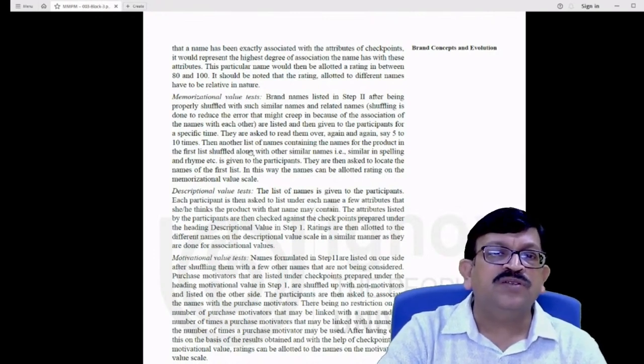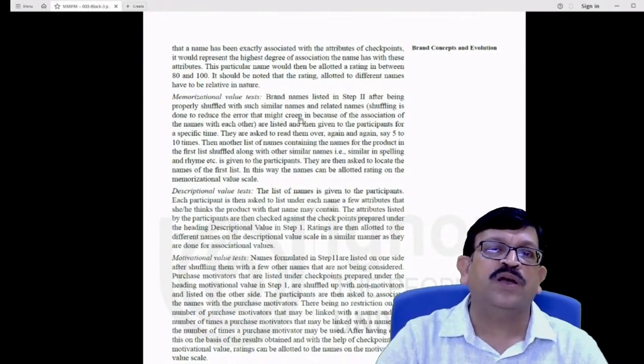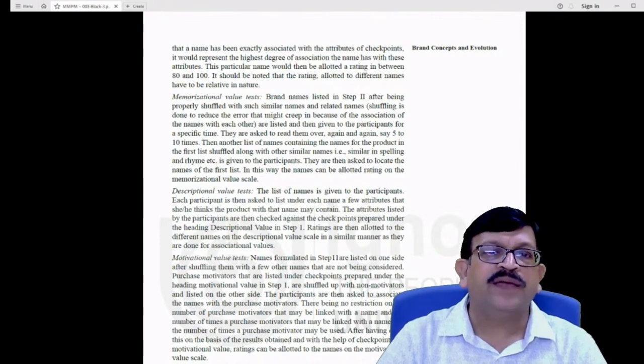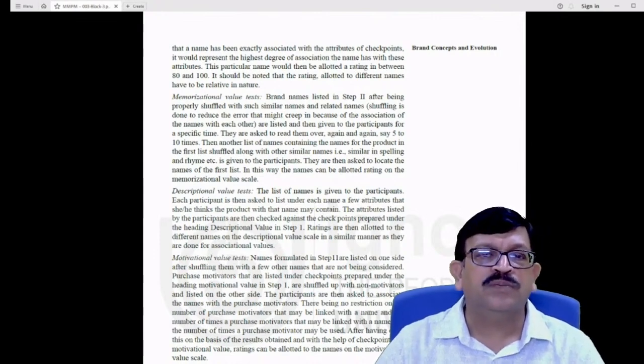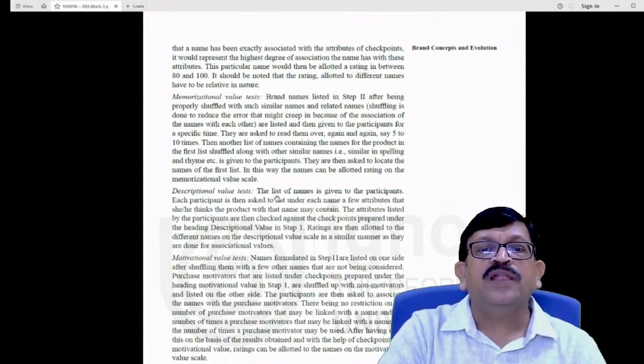For the memorizational value, the brand names which are listed in step 2, how easily they can be shuffled, and you can bring out which are the names you can associate very closely and put them into the list. Description value: the list of things which are given to the participants.